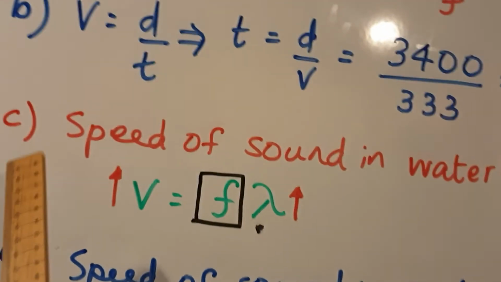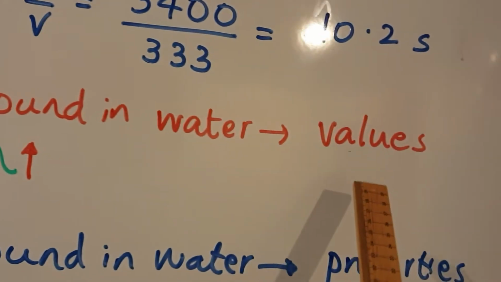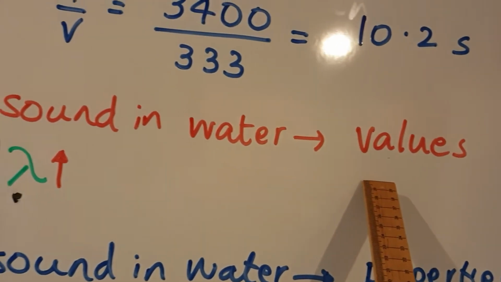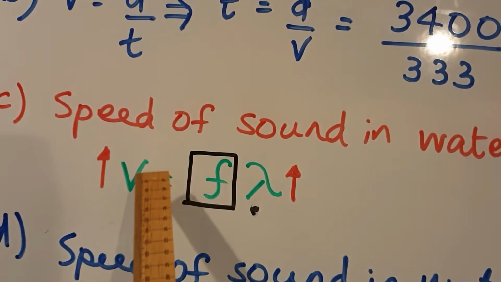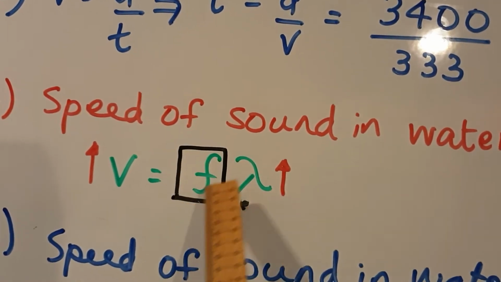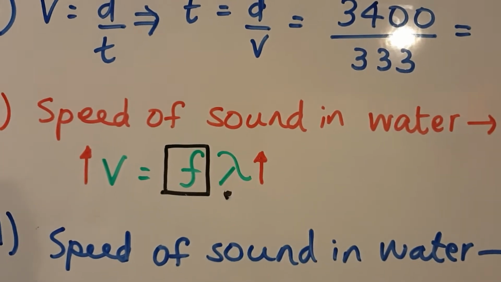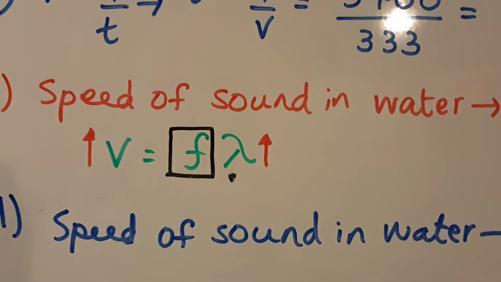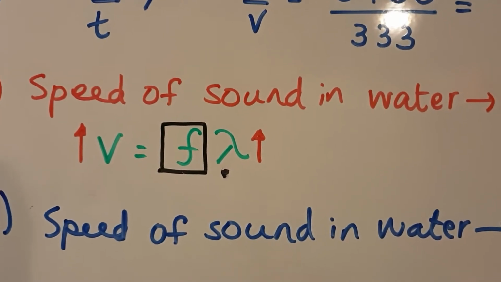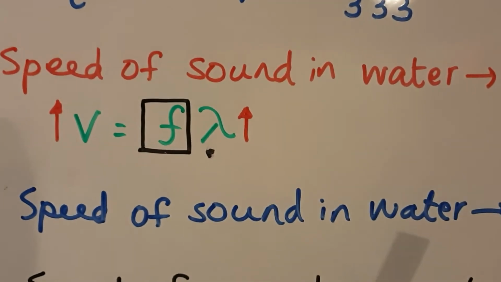And then the next one was using the values. What would you suggest about the speed of sound in water? Now, the thing is, the frequency of sound doesn't change whether it goes through air or whether it goes through water. However, what does change is the speed and the wavelength. We know already about wavelengths.